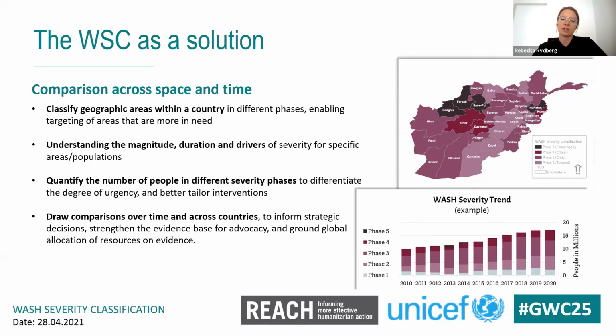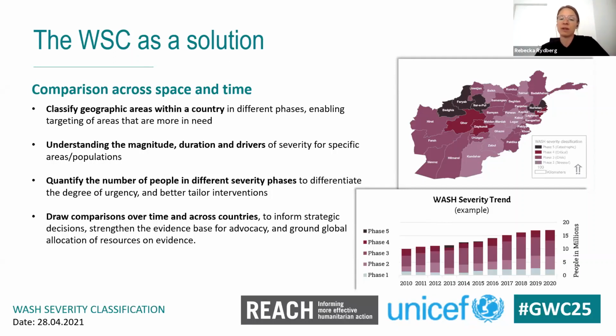So we can then start to understand better the magnitude, the duration and drivers of severity for specific areas or population groups, and to understand the number of people in need in various severity phases. So who is in need, how many are in need, where are they, and what types of needs do they have? You will then be able to draw comparisons over time and across countries to inform strategic decisions for advocacy and to ground a global allocation of resources based on evidence.